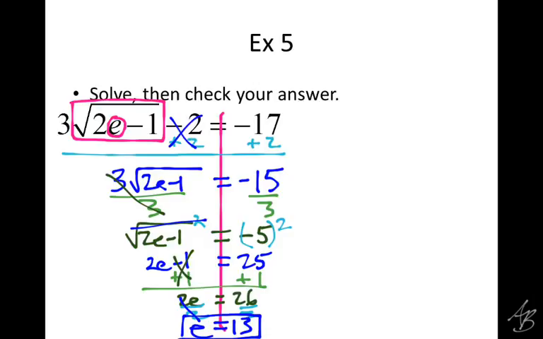All right, so now we want to check our answer. So we're going to take this 13 here, and we're going to plug it in where we see the e here. Everything else is going to be the same. So we've got 3 square root of 2 times 13 minus 1, minus 2 equals negative 17.